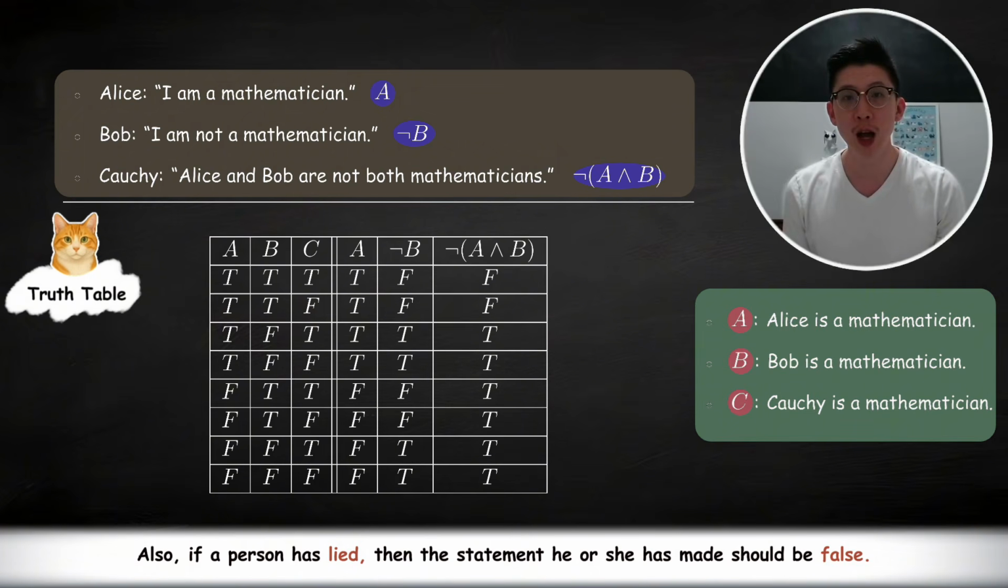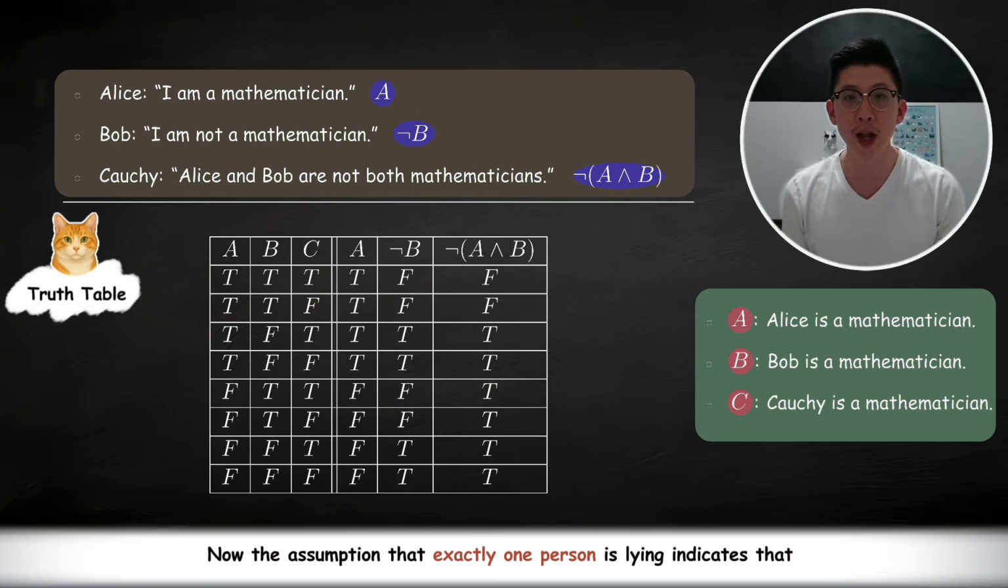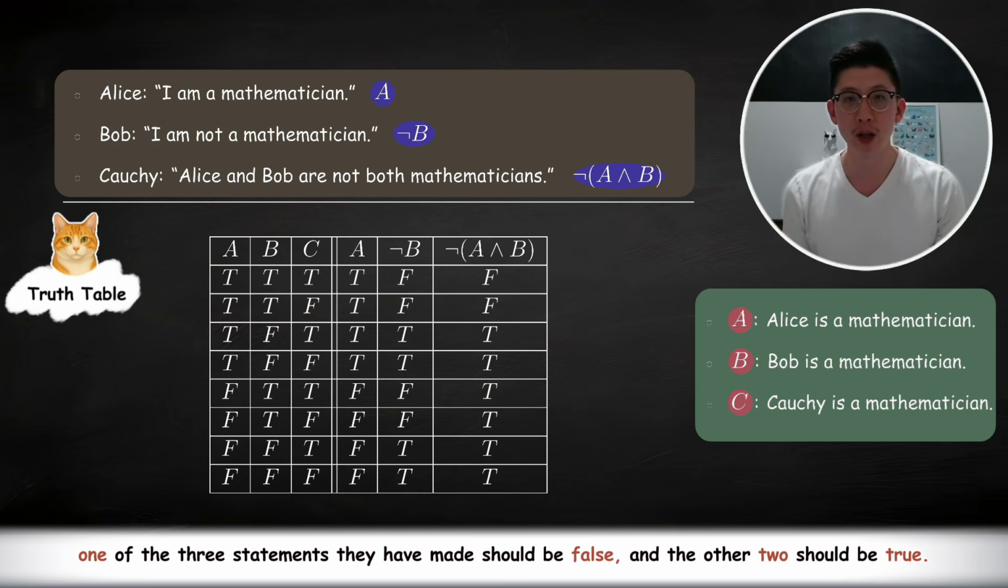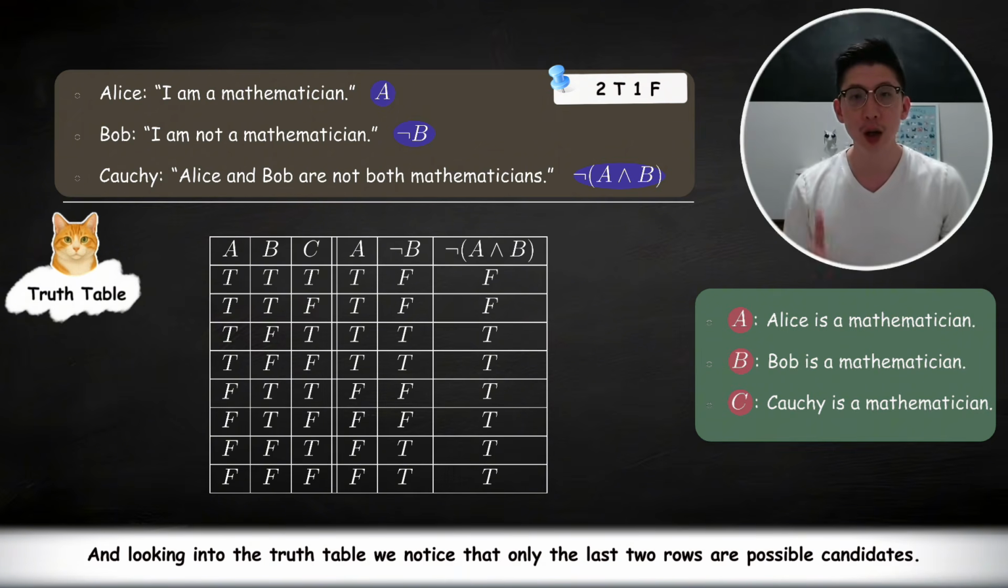Also, if a person has lied, then the statement he or she has made should be false. Now, the assumption that exactly one person is lying indicates that one of the three statements they have made should be false, and the other two should be true. And looking into the truth table, we notice that only the last two rows are possible candidates.